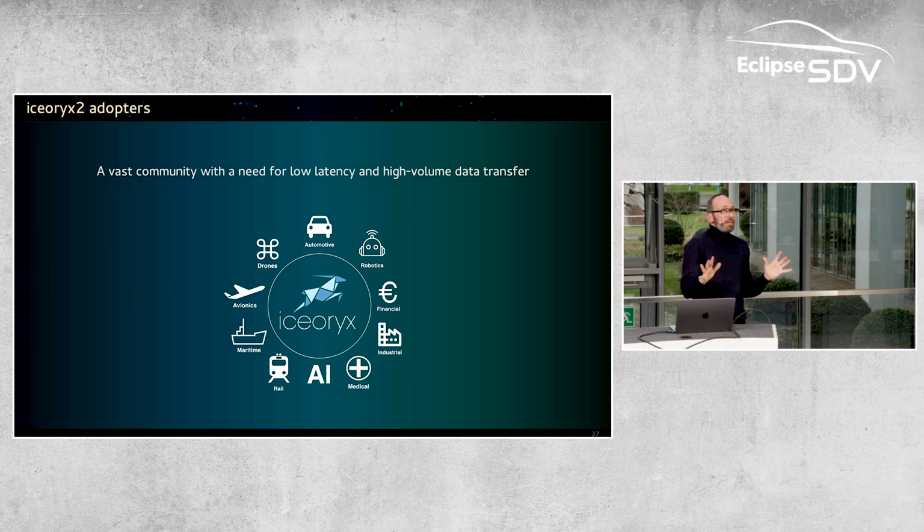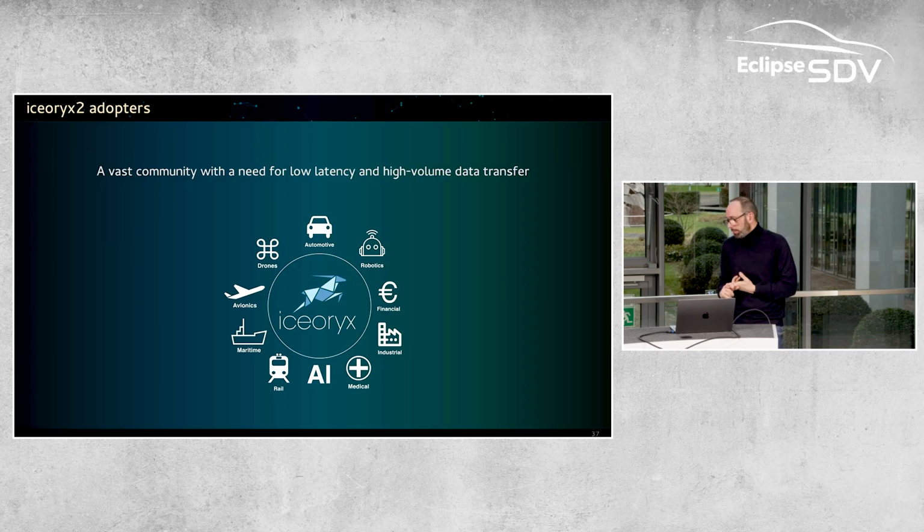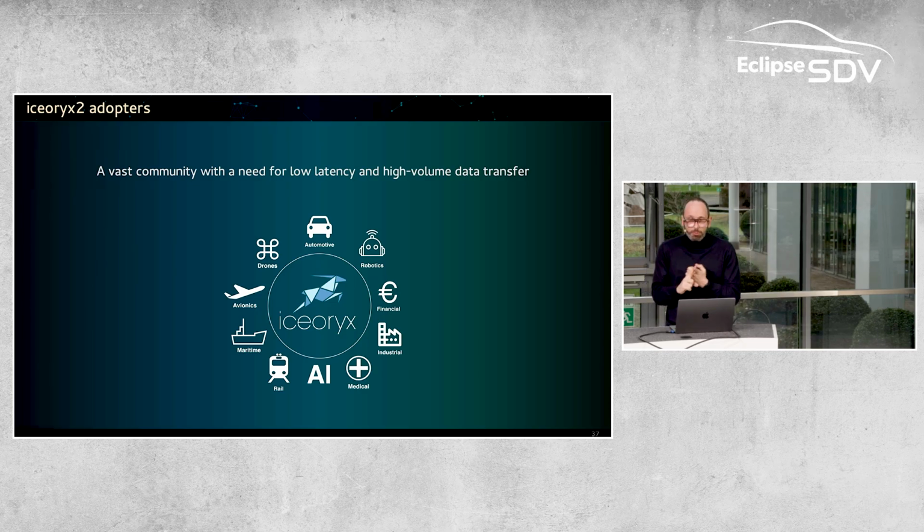And iceoryx2 already surpasses the first generation, which we now call iceoryx Classic, when it comes to features, when it comes to GitHub stars, and it's already used in many different industries. It's running in leading simulators for automotive, automated driving, all kinds of robots. It's used for high-frequency trading, industrial cameras, different medical devices up to surgical robots, maritime, avionics, drones. So everywhere we have a need for low latency and high-volume data transfers.